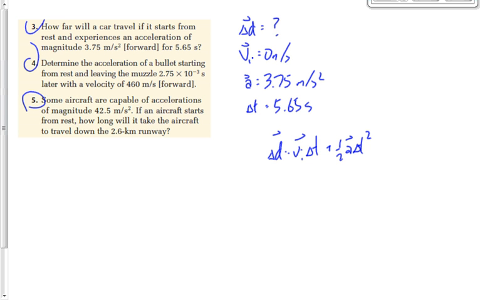Same deal applies here. v_i is 0 meters per second. That's good news, because 0 times 5.65 is 0. Means we're only left with 1/2 a t squared. 1/2 of 3.75 times the time of 5.65 squared. Okay, this is pretty straightforward now. The only real thing that I want to point out right now is this squared. Some people, as they're going to punch this into a calculator, will forget to square the 5.65.